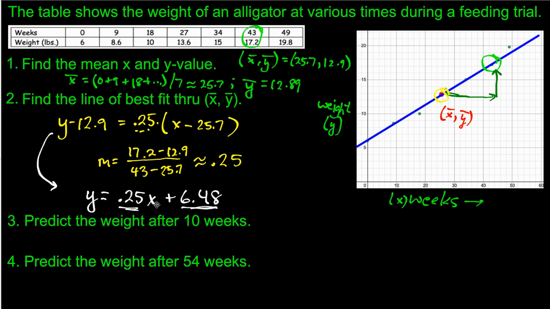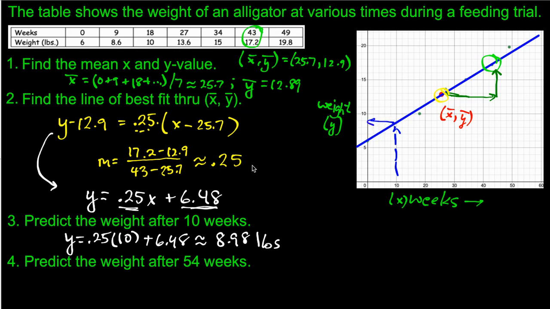Questions 3 and 4 down here ask you to predict the weight after 10 weeks. They may seem kind of repetitive, but there's something interesting about each of these. After 10 weeks, we'd get x equal to 10, so 0.25 times 10 plus 6.48, and we get about 8.98 pounds. If we look over at our graph, that kind of makes sense. 10 weeks over to the y-axis looks like it's about 9 pounds approximately.